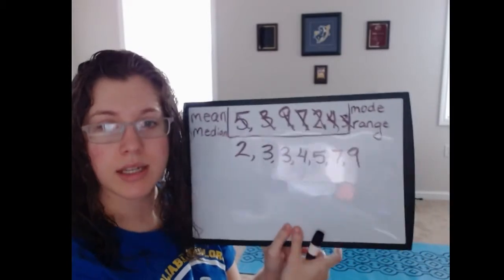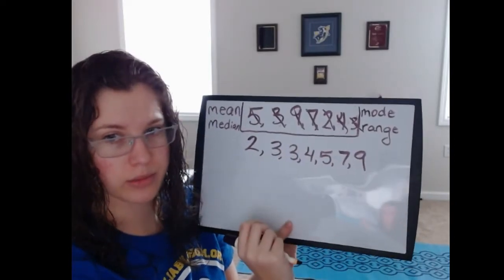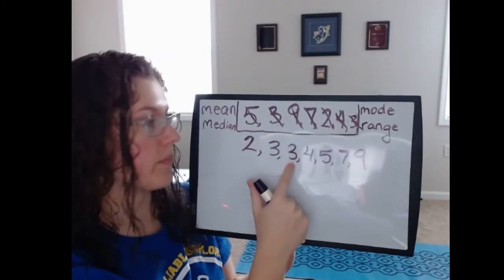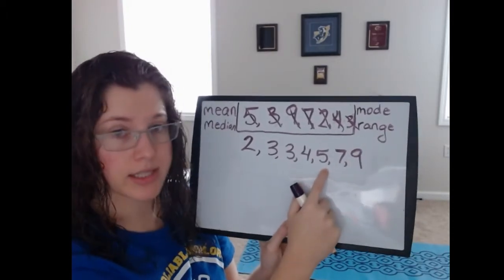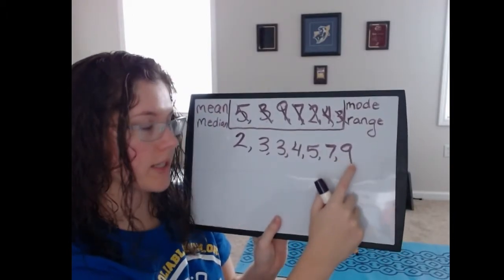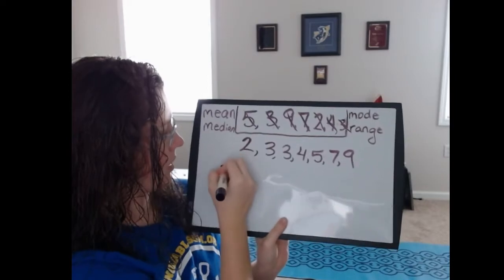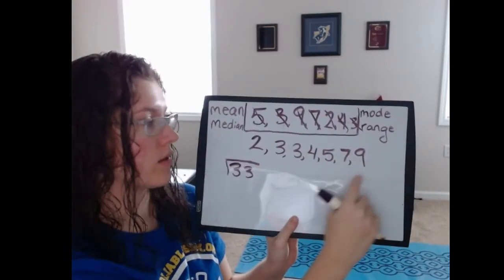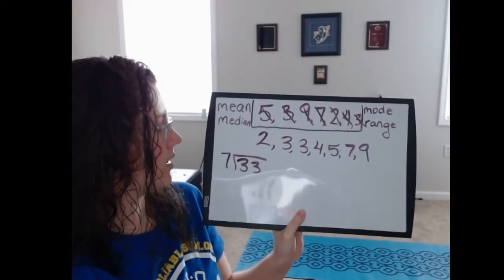Remember, the mean is adding up all these numbers and then dividing by how many numbers there are total. So 2 plus 3, that's 5. 5 plus 3, that's 8. 8 plus 4, 12. 12 plus 5, 17. 17 plus 7, 24. 24 plus 9, 33. So 33, that's the number we came up with by adding all these together. Then you divide by how many numbers there are total. So that's 1, 2, 3, 4, 5, 6, 7. Yeah, 33 divided by 7.